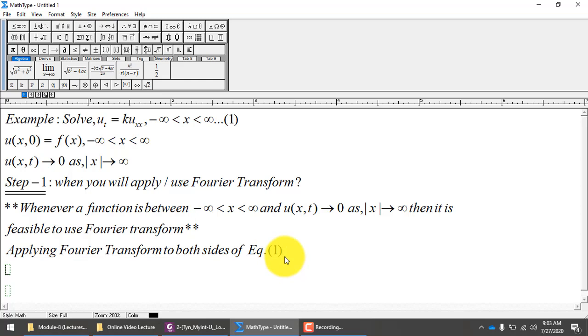Now apply. Okay, when you apply Fourier transform, what will happen? Just write formally as we had done previously. You should write capital F and here the brackets.